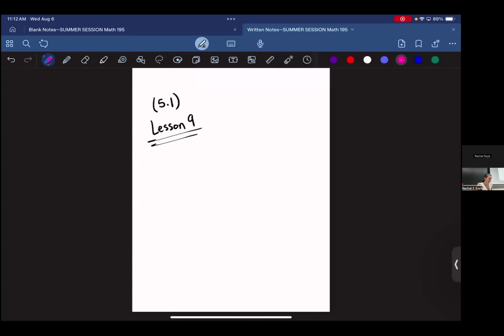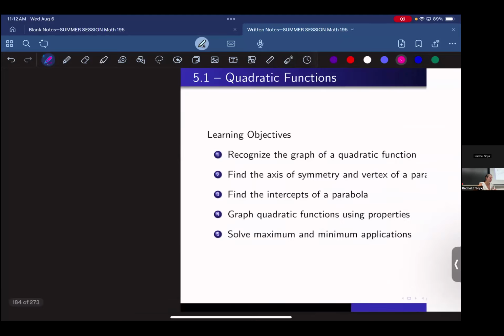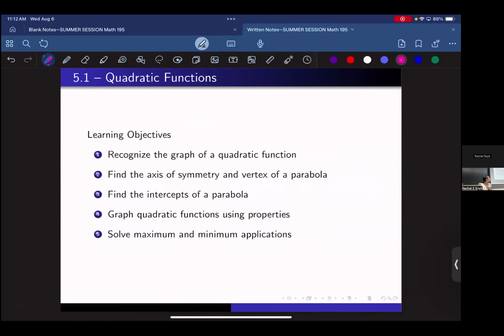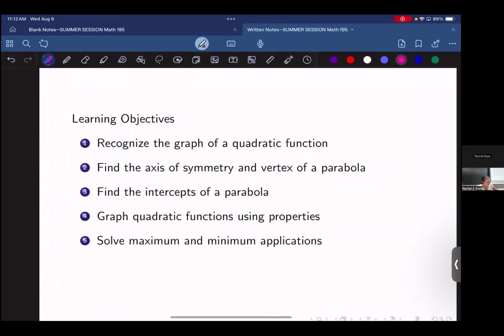Right? So beginning of chapter 5, dealing with our quadratic functions. Our 5 objectives here are being able to recognize a graph of a quadratic function. So think of parabolas, U-shaped, or hills. Being able to find the axis of symmetry, our x equals negative b over 2a.